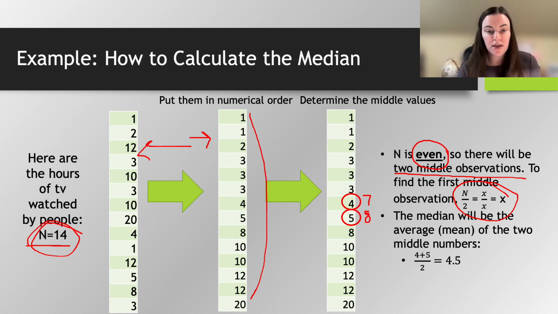With the 4 and 5 hours, all I have to do to figure out the median number is add those two together and divide by 2. Again, we're only dividing by 2 in this specific circumstance because we have that even number of observations. So that's one of the key aspects I like to look at prior to even starting my calculation for the median.